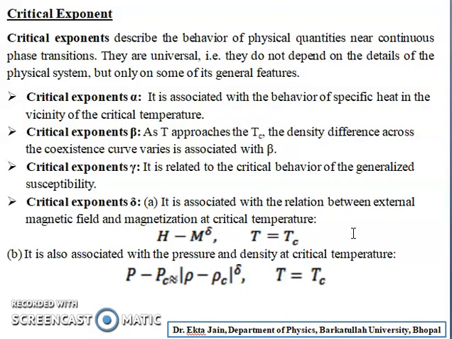While the critical exponent delta, we will study it in two parts. Part A is associated with the relation between external magnetic field and magnetization at critical temperature, and the relation is shown by this equation. Now part B is also associated with the pressure and density at critical temperature. The relation is also shown here. This is the relation for critical exponent delta.